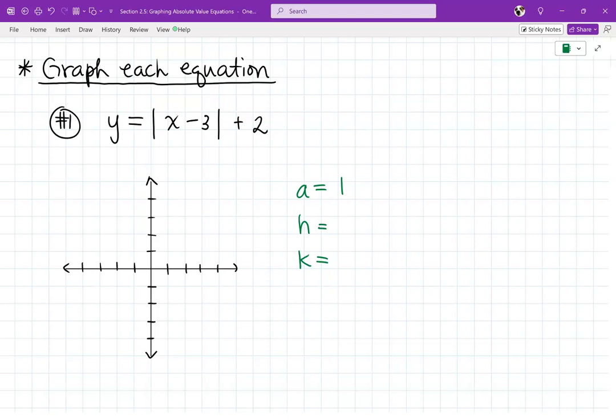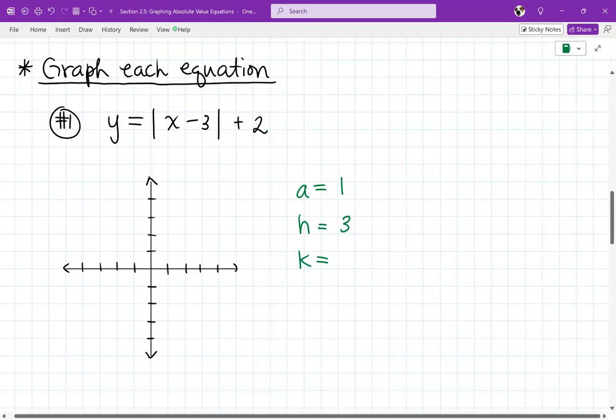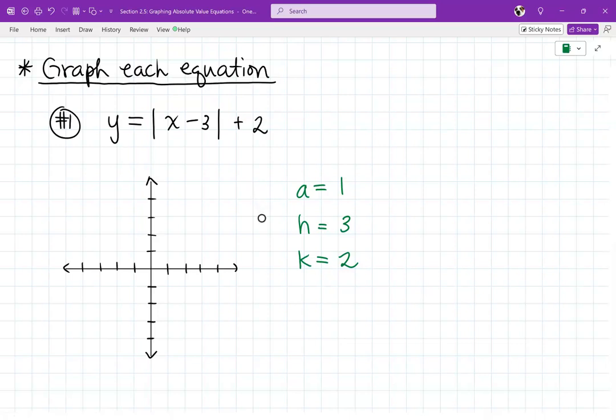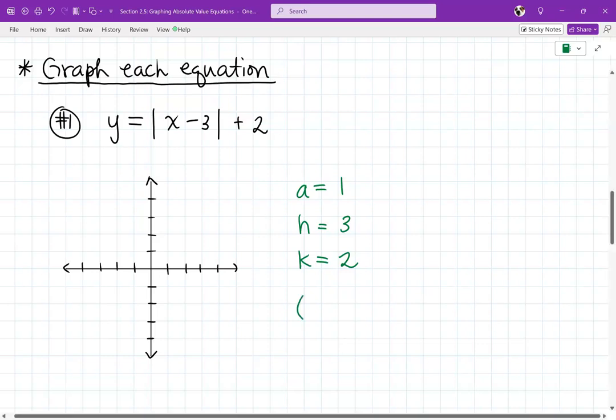H. What's H? Well, it looks like -3. So what is it really? It's a +3, because H is lying to you. Whatever you see, it's the opposite. K does not lie. What's K? 2. All right. Let me show you how easy it is to graph this stuff. Actually, let me write down my vertex. What's my vertex? It's HK, so it's 3, 2.